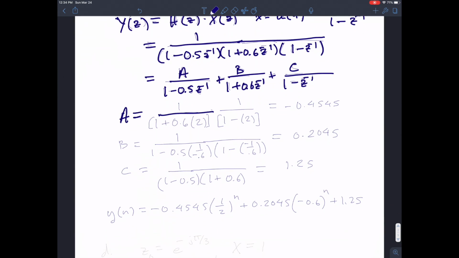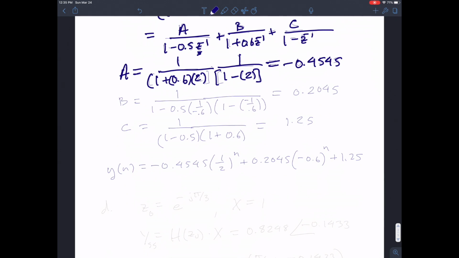The cover-up method says that the A would be, I'm plugging in z to the minus 1 equal to 2, covering that up, and what's left is this. Okay. Plug that into your calculator to 4 places, and this is what you get. For B, remember, z to the minus 1 is 1 over 0.6 with a negative sign. So I cover that term up, 1 over minus 0.6, and plug in to what's left.